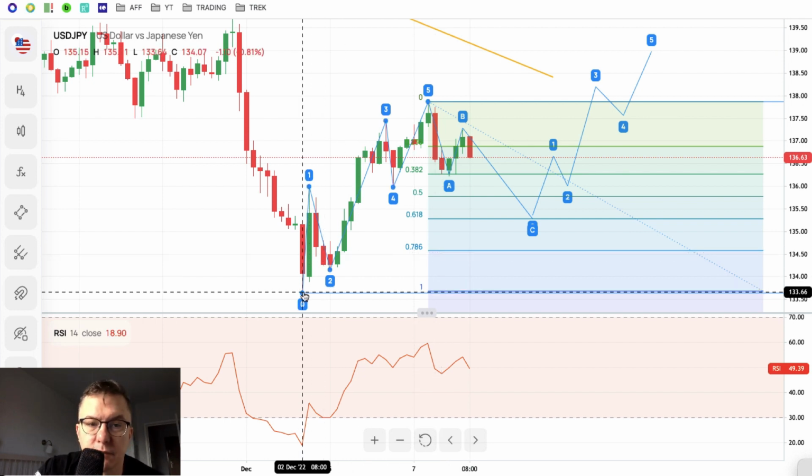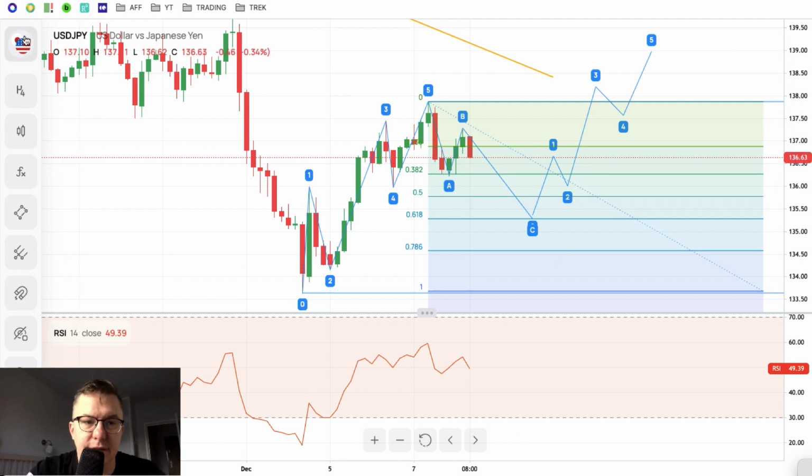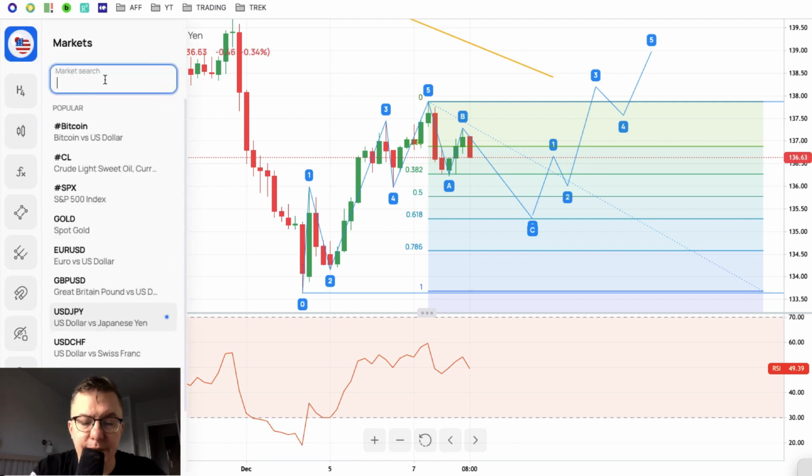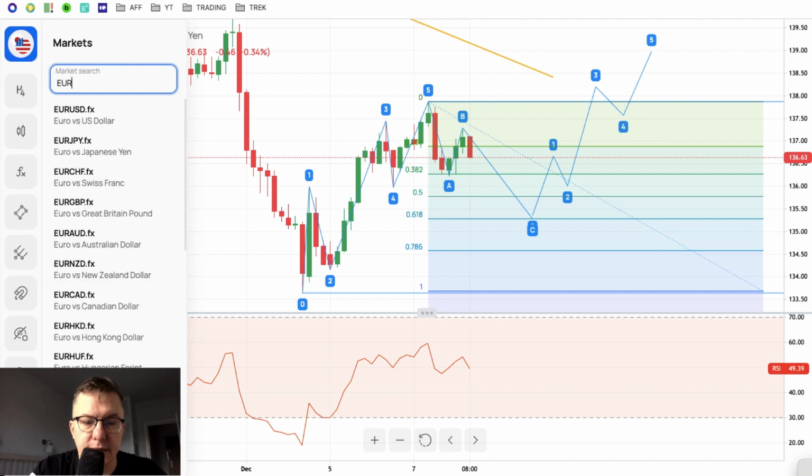And the low of 133.64 is definitely the level that invalidates our scenario. So this is the US dollar to the Japanese yen. Let's take a look at the other pairs. For example, let's take a look at the euro to the Japanese yen.